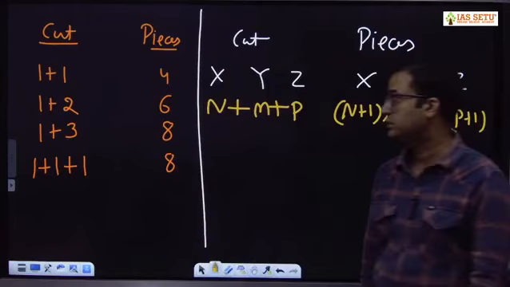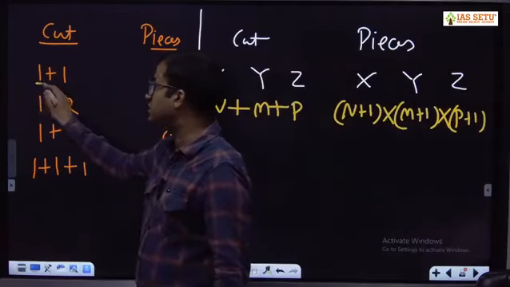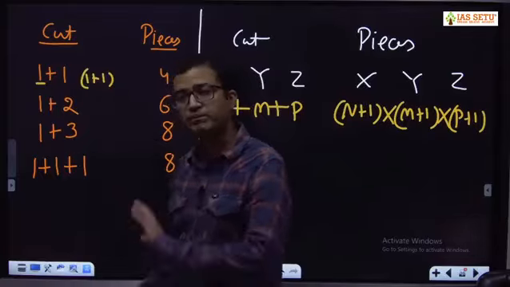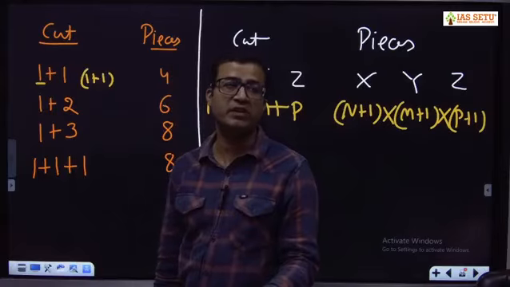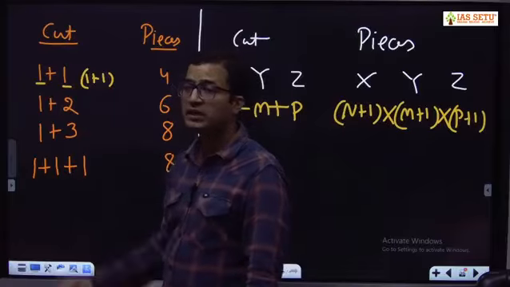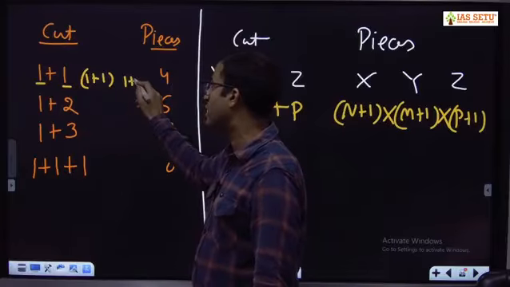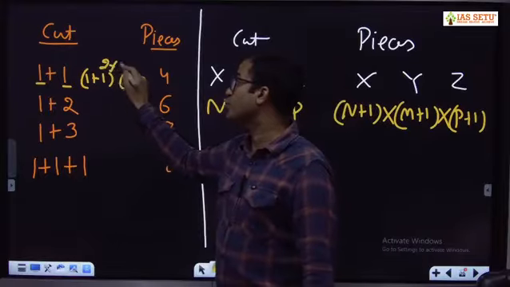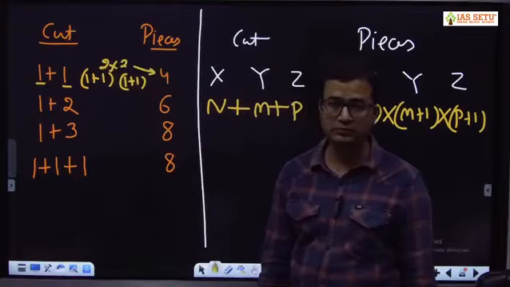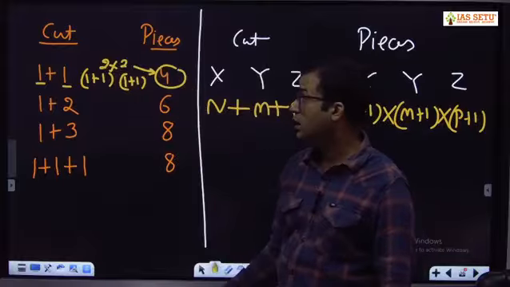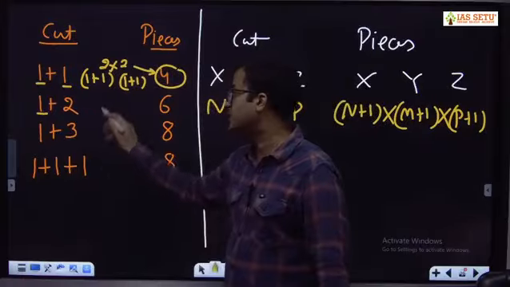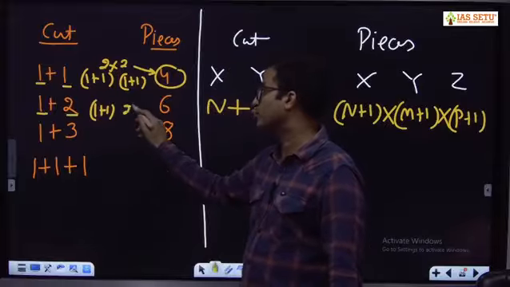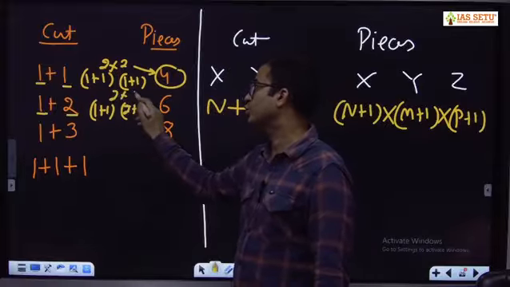Let us check. Here, this is 1 cut. It will give you 1 plus 1 pieces. Simple rule: cut to pieces, add 1 and multiply. This 1 cut along the Y axis will give you 1 plus 1 pieces along the Y axis. So now here it is 2 into 2. You have the same answer, 4. This 1 cut along the X axis gives you 1 plus 1 pieces. This 2 cuts along the Y axis give you 2 plus 1 pieces. 2 into 3 is 6.